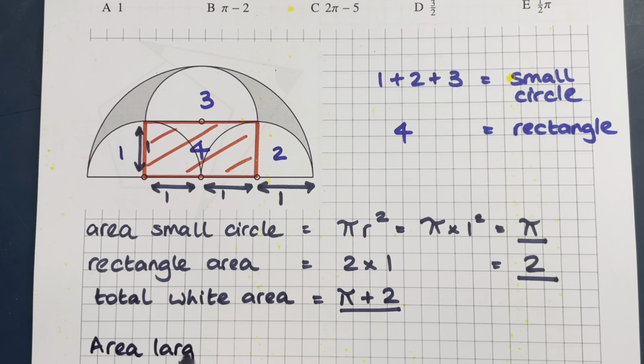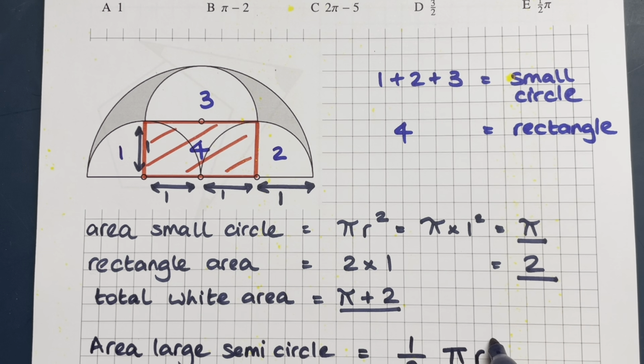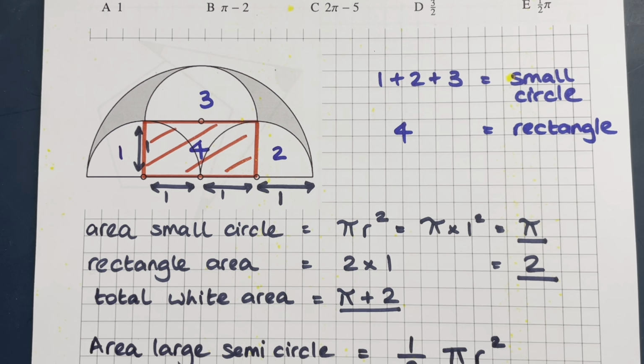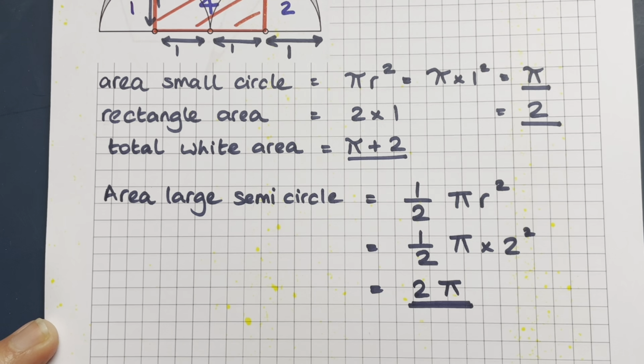Right, let's do the area of the semicircle. So we've got the large semicircle. We know that that's going to be half of pi r squared. So what's our radius for our large semicircle? The radius is going to be 2, so pi multiplied by 2 squared. So I've got a half pi multiplied by 4. So the area of my large semicircle is 2 pi.